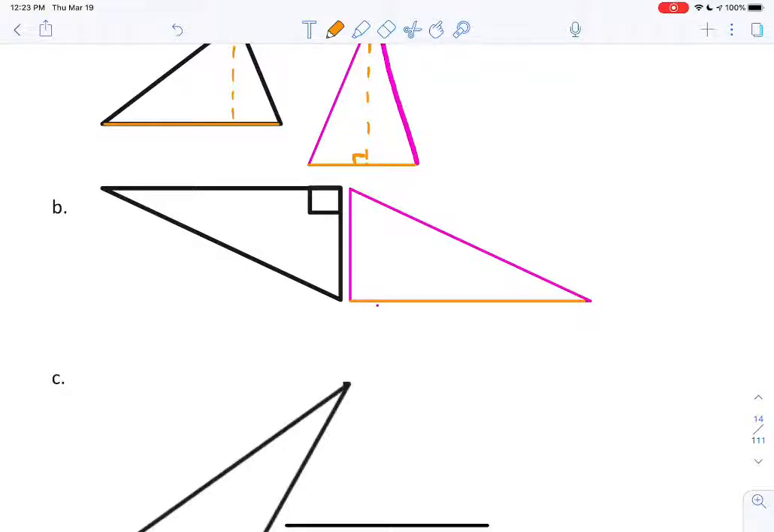And the height, or the altitude, is actually the side length of this triangle. It just so happens in right triangles, the altitude is basically the side. So the altitude, also known as the height.